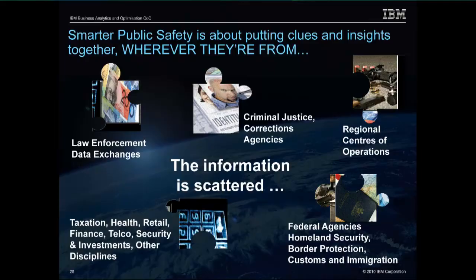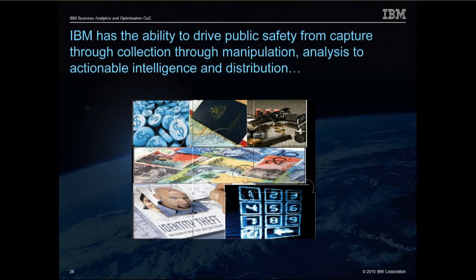Smarter public safety is about putting clues and insights together from wherever they are, which is law enforcement, data exchanges. The information is really scattered everywhere, as we know. So in IBM's sense, in this public sector space, we have the ability to help from the capture for collection, through manipulation, analysis, actionable intelligence, and distribution of that, putting that jigsaw together of all those different sources.